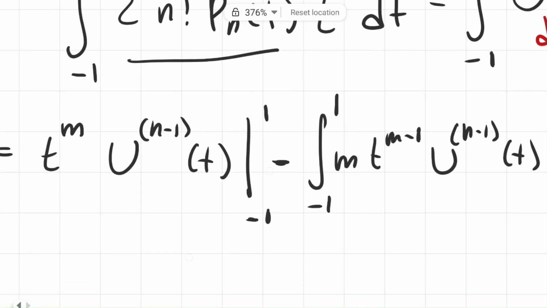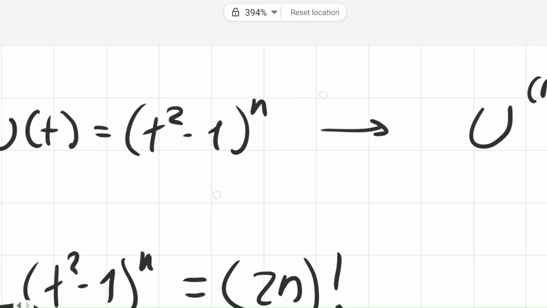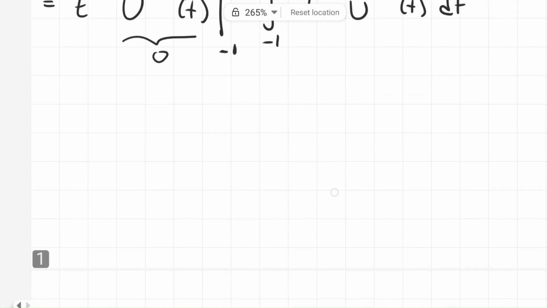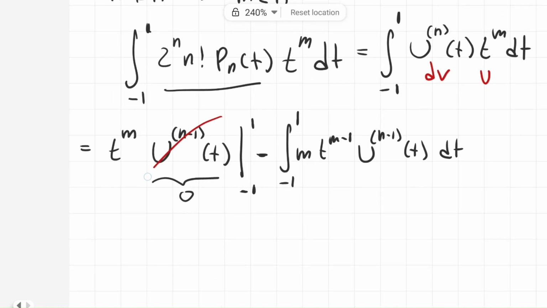But if we remember the definition of u of t, of course, we know that this will be equal to 0, because if we evaluate this at t equals 1 and -1, this will be equal to 0, right? So this whole piece is going to be 0.